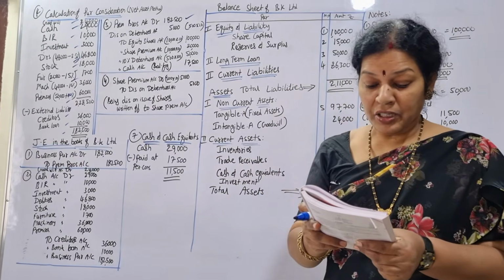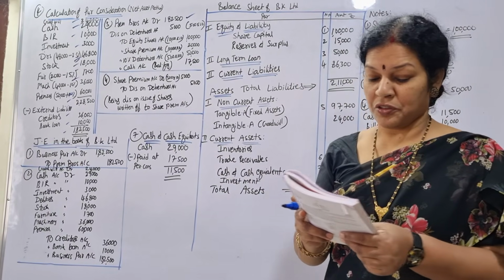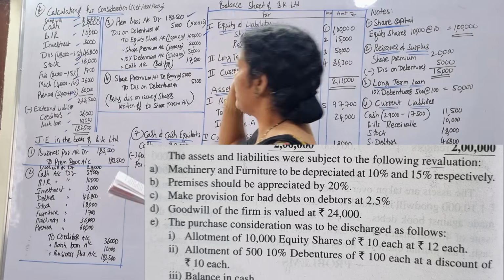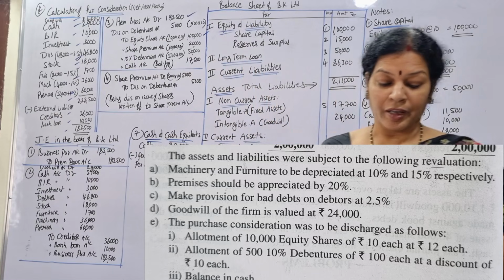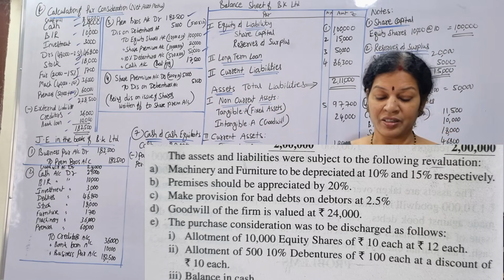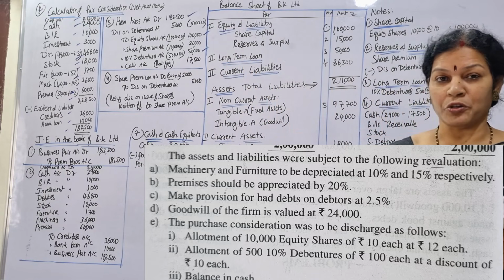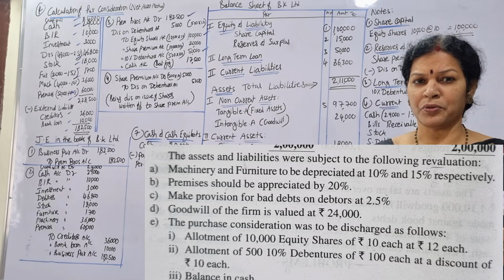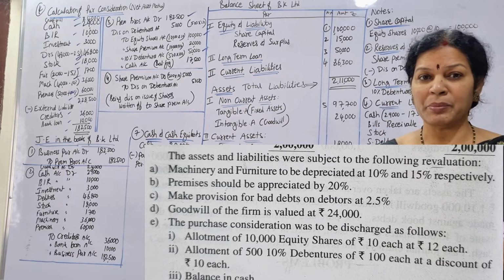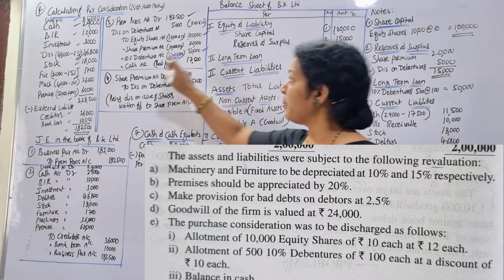Allotment of 10,000 equity shares, 10 rupees each. 10,000 equity shares, 10 rupees each means this one, equity shares. And allotment of 500 debentures, 100 rupees each. Now here, actually the amount is 10 rupees, but we are paying 12 rupees, which means the difference, 12 rupees minus 10 rupees, is premium. Premium also we are paying, so we are showing it separately.